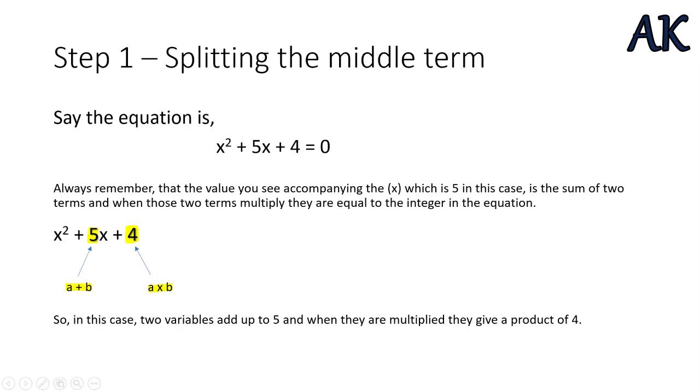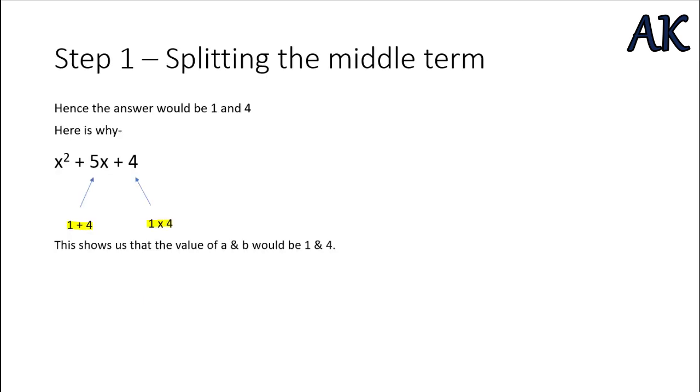So, in this case, 2 variables add up to 5, and when those 2 variables are multiplied they give a product of 4. As you can see above, any random 2 variables, a and b, add up to 5, and when they are multiplied they give a product of 4. Hence the answer would be 1 and 4.